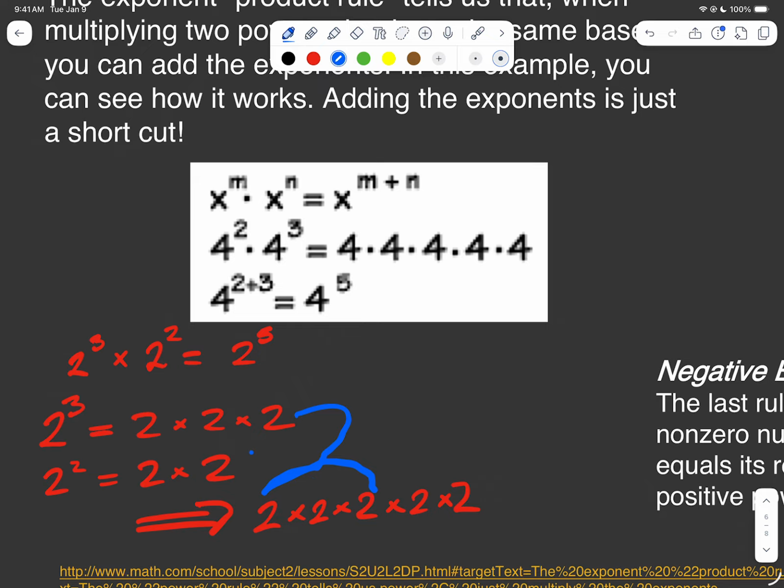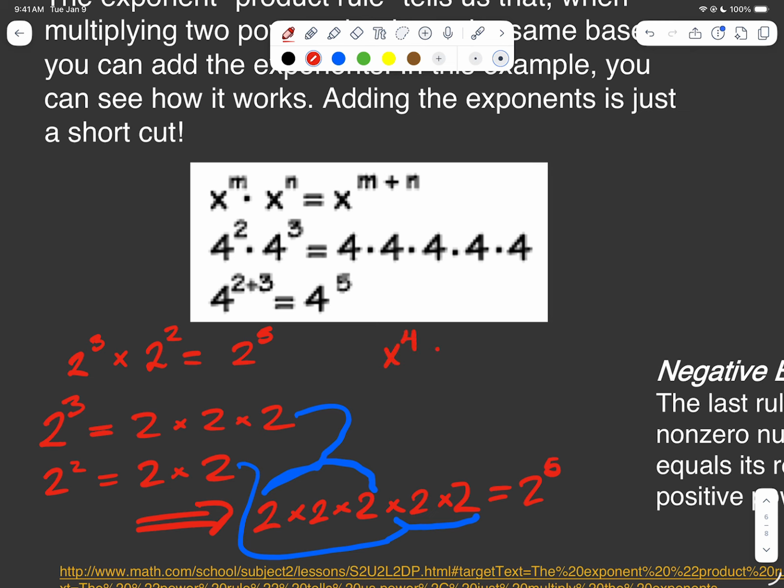This is this part, and then this is this part. And how many 2's do we have? We have 5 2's altogether, so it becomes 2 to the 5th, right? And this works with variables as well, right? X to the 4th times x cubed is going to be x to the 7th.